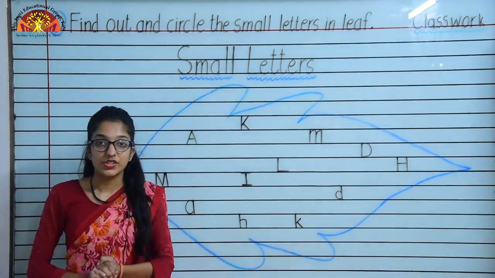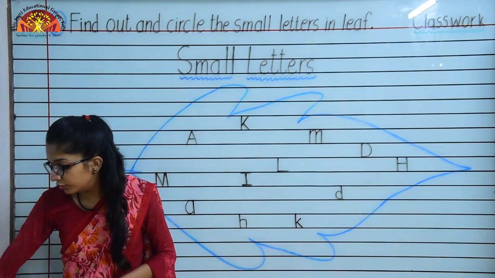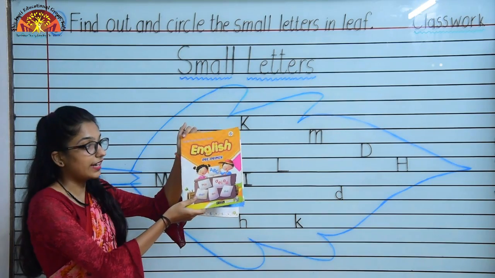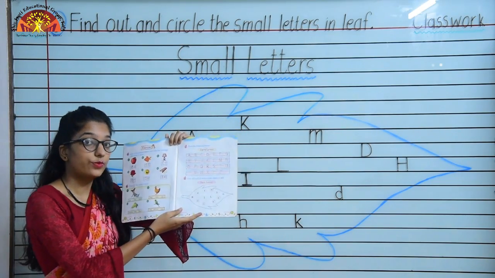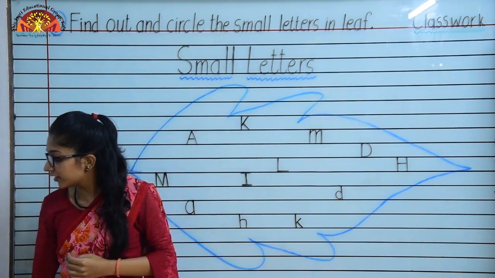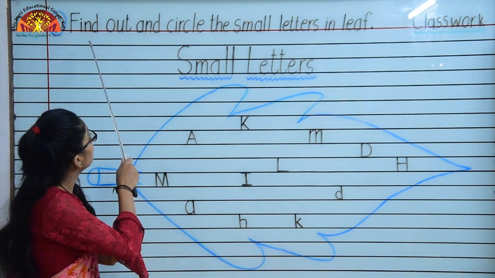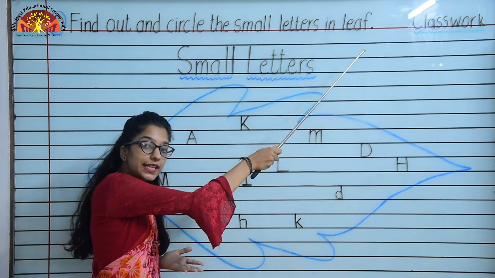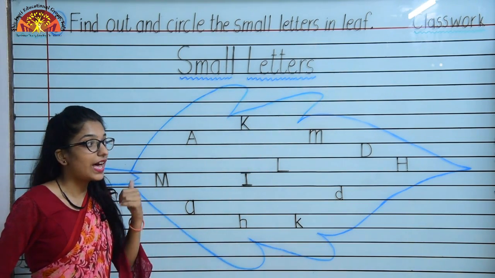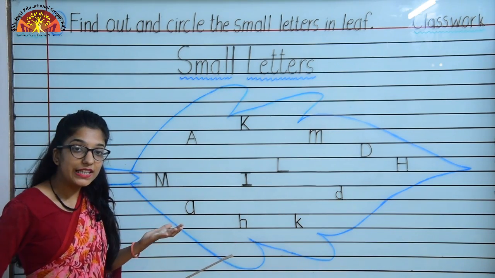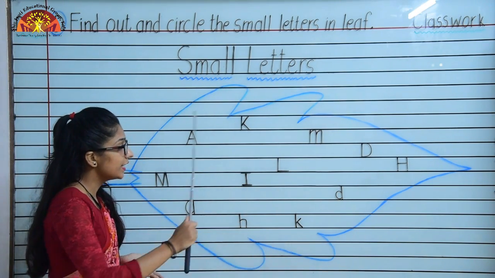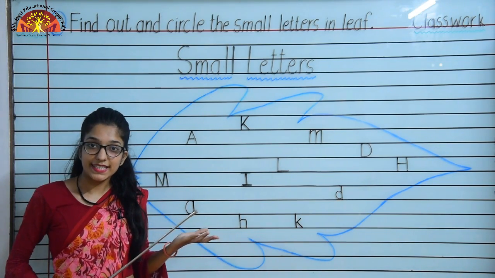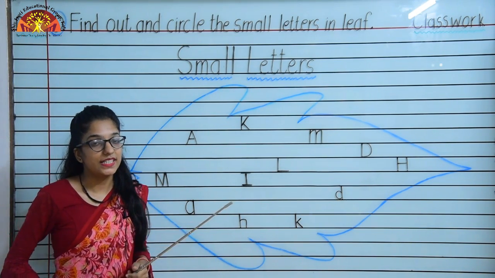So kids, now come to question number D. Look over here kids. This is question number D, okay, of your English pre-primer book. So first we read the question. So look over here. Find out and circle the small letters in leaf. So kids, what we have to do? We have to find out the small letters in this given leaf. Okay. So everyone take out your pencil and hold it properly.